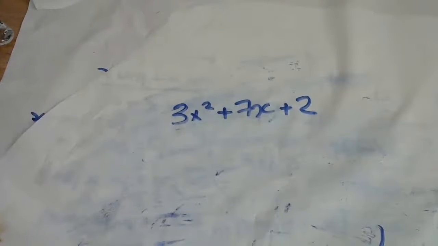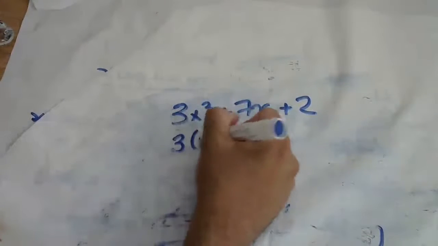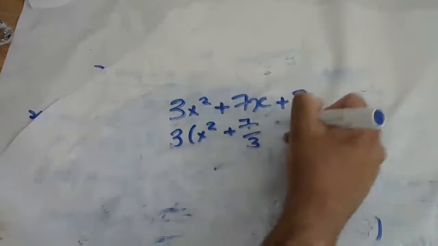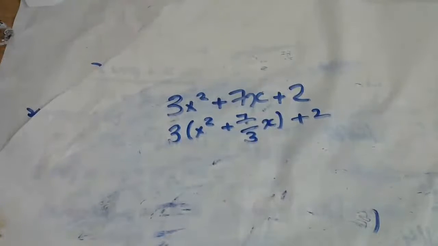Okay, so you start. Here's your first step. Think about it. It asks you to factorize out from this. So you're going to go, this is going to be 3 on the outside, x squared plus 7 over 3 x plus 2. All right? So that's your first step.